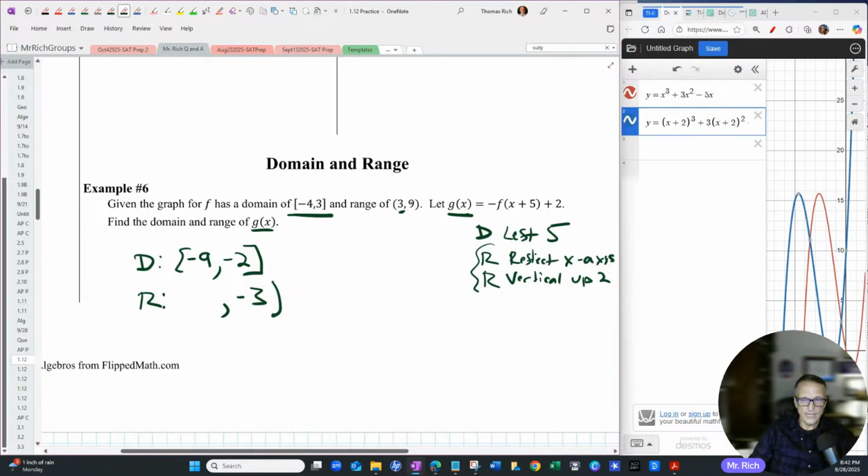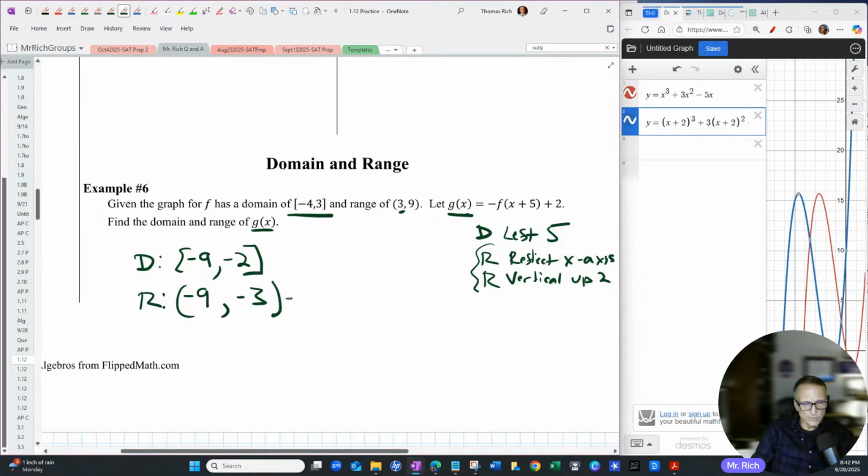And if the highest point is 9, it's going to reflect and become the lowest point at -9. So that's what happens when you do the reflection across the x-axis. But then we have to shift it up too.